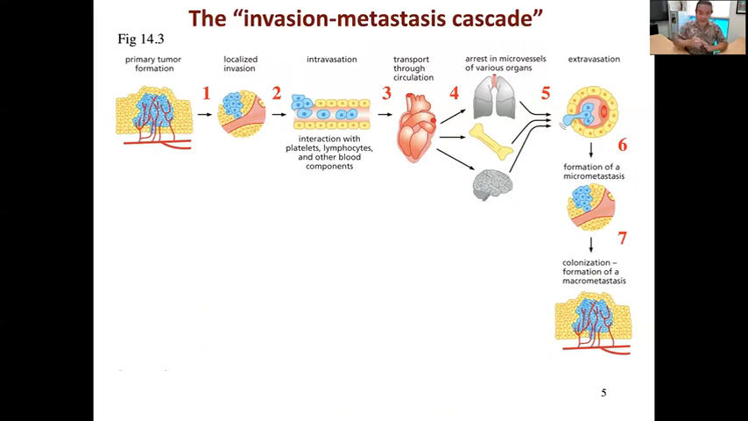So the process of metastases takes place over many steps. We can think of it as 7 steps that we'll call the invasion metastases cascade, right? A series of events that happens one after another. So today we'll take this apart and take a closer look. So before step 1, you have the primary tumor formation.